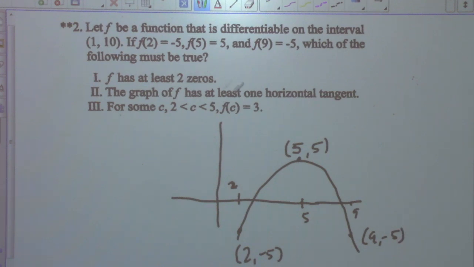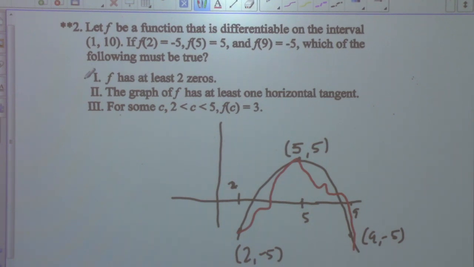And so which of the following must be true? Now does it have to take this type of turn here? You don't know what it is, right? It could be like this. You don't know exactly what it looks like, but you know that it meets these points. And so what can you say for this?